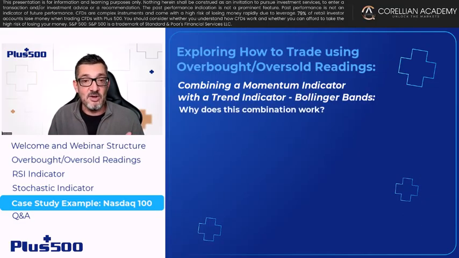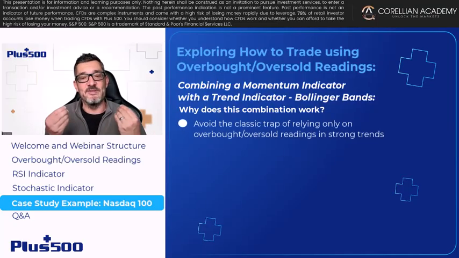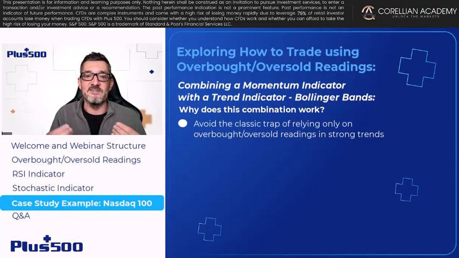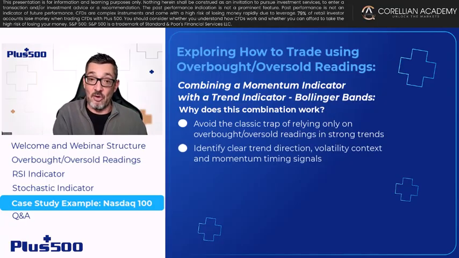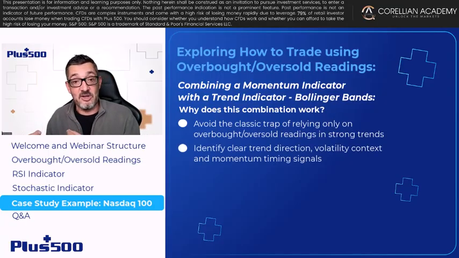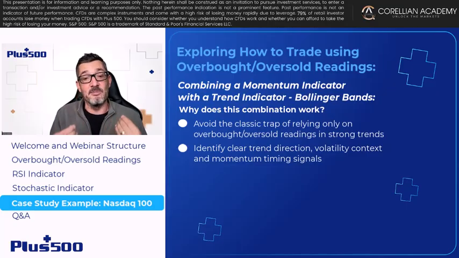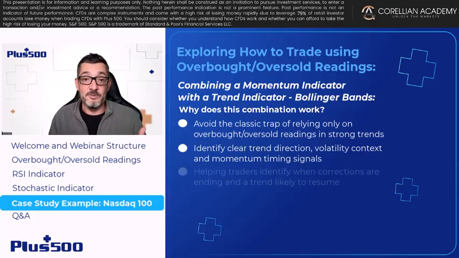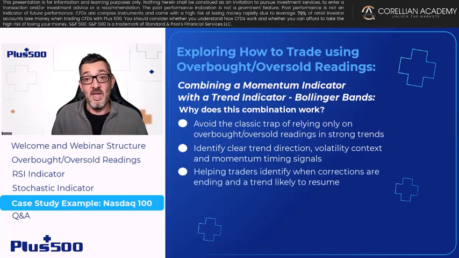Why does this combination work? Well, by pairing Bollinger Bands with stochastics, we avoid the classic trap of relying on overbought, oversold readings in strong trends. Instead, we get clear trend direction, clear volatility context, and clear momentum timing signals. This helps us identify when corrections are ending and when the trend is likely to resume.